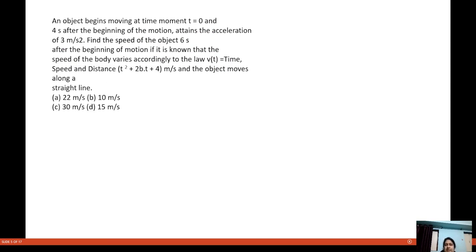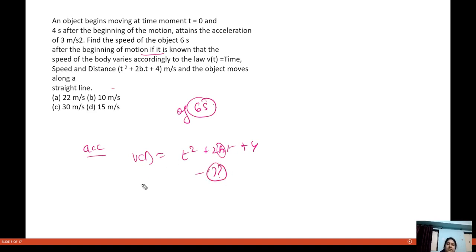So now let us see what we have to do here. You are being given this acceleration, and it is asking to find the speed of the object 6 seconds after the beginning of the motion. But the speed is given by the law t square plus 2bt plus 4, and we don't know what b is. So we'll find the acceleration, and from there we can calculate b. In physics, if you have studied kinematics, acceleration is given by dv by dt. That is, we have to differentiate this equation.